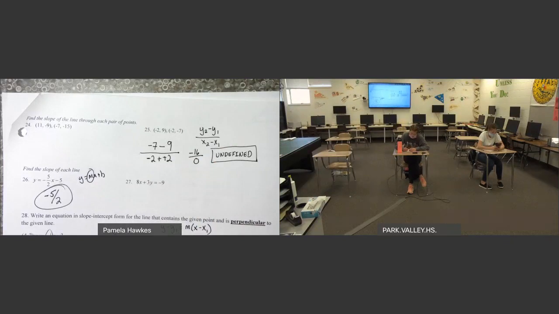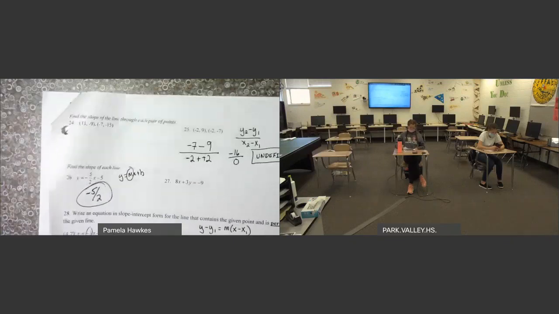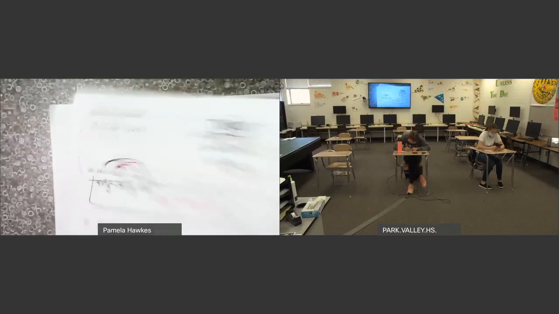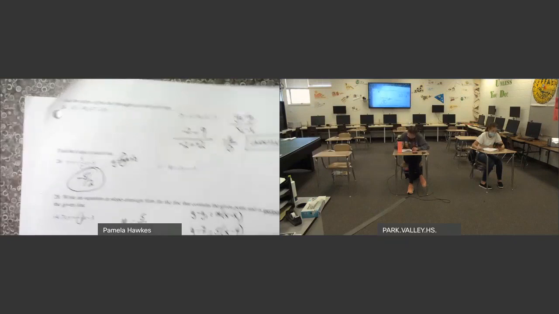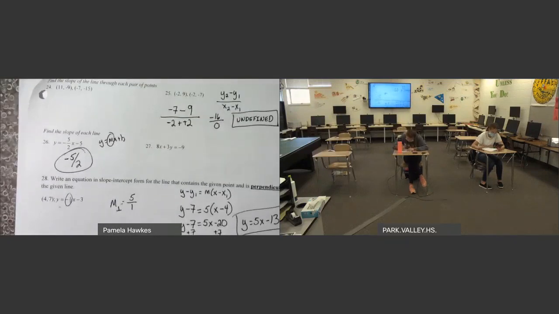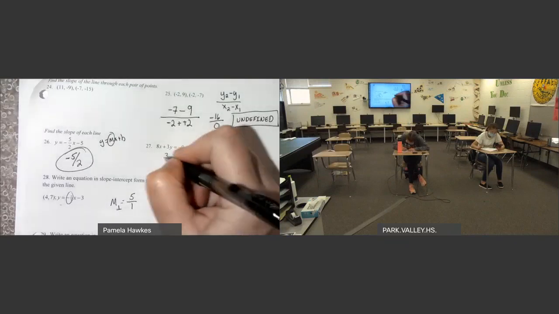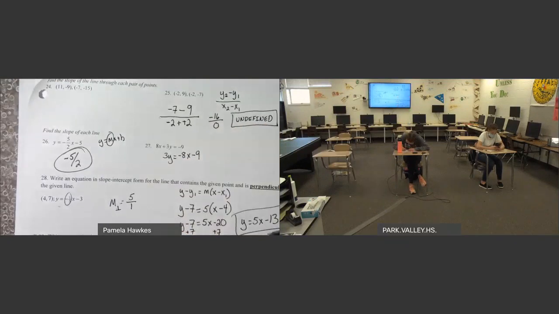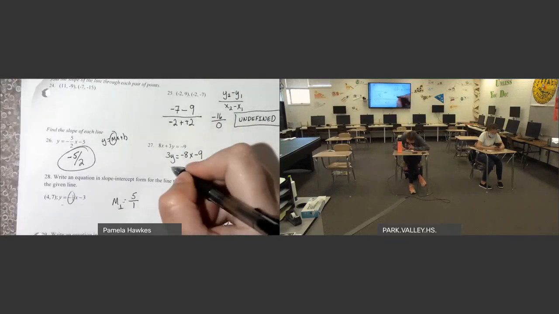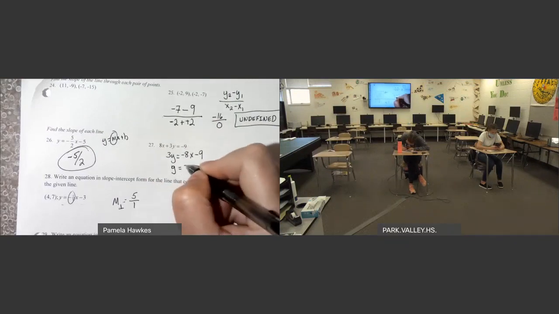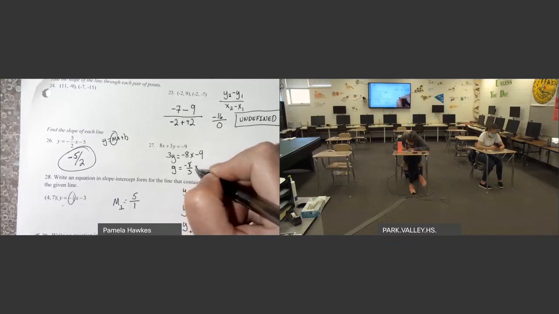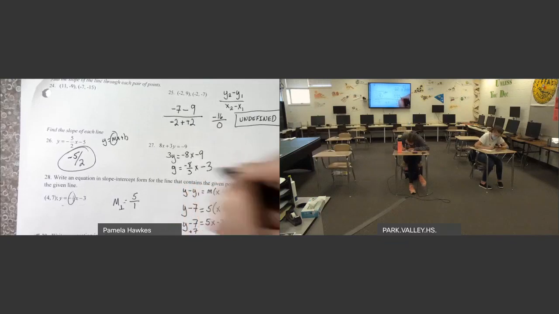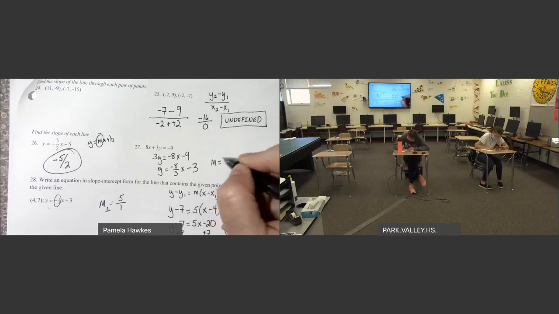Okay, let's go, Emma. We've gone through every one that you thought was good. Hard? That's good. 27 says find the slope of this line. So what do I got to do? Minus 8x. So 3y equals negative 8x minus 9. And then divide by 3. So I get y equals negative 8 thirds x minus 3. So what's the slope? There you go, negative 8 thirds.